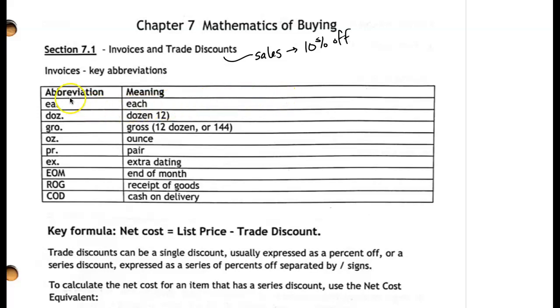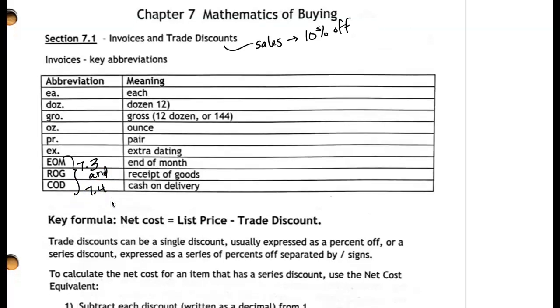The first part of Chapter 7, Section 1 starts with these abbreviations that you might run into. So each dozen, a gross is basically 12 dozen or 144 items. Okay. Ones that we're going to use later in Chapter 7 are these bottom ones, EOM for end of month, ROG for receipt of goods, and COD, cash on delivery. Those will come in when we talk about Section 7.3 and Section 7.4 in another video.